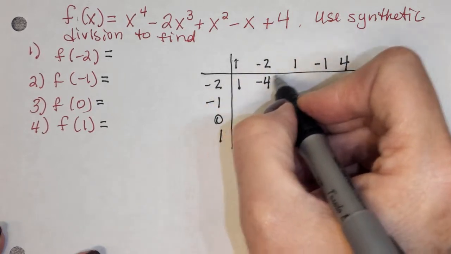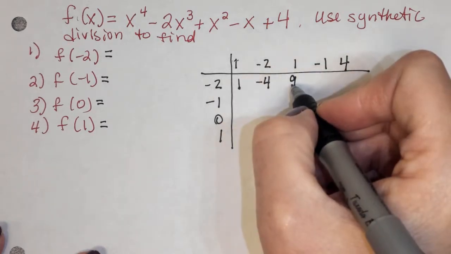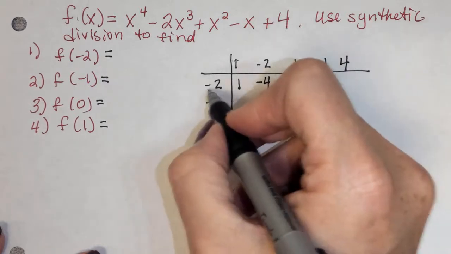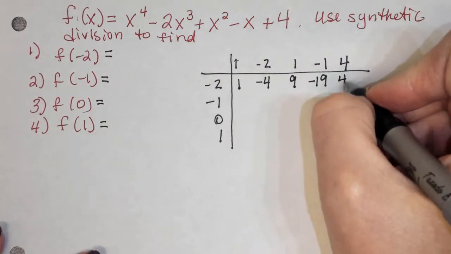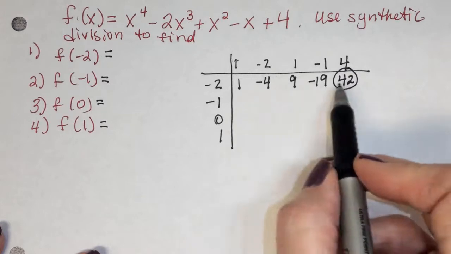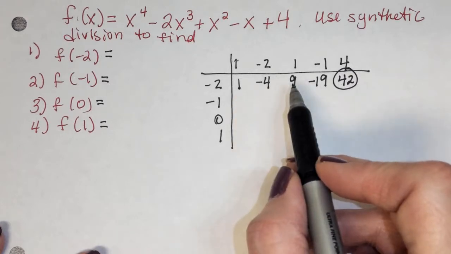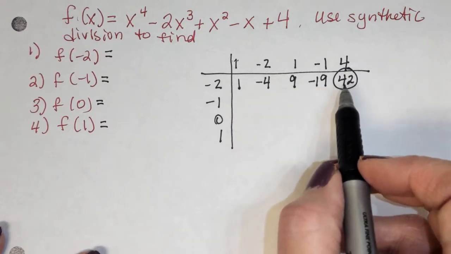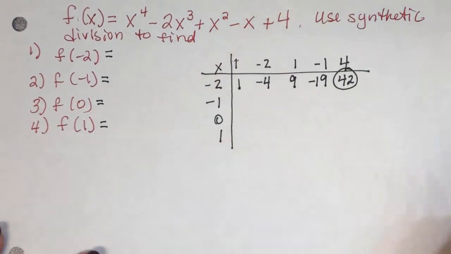-2 times -4 is 8, and I add it to this. -2 times 9 is -18, and I add it. -2 times -19 is going to be 38, and I add it. This right here is my remainder. Okay? This is what I get. I get x cubed minus 4x squared plus 9x minus 19 with that remainder. This tells me the y value when x is -2.